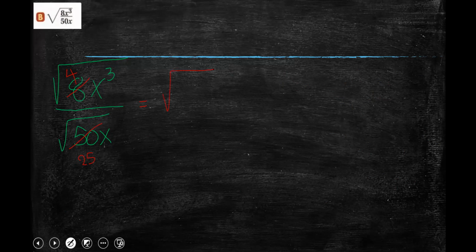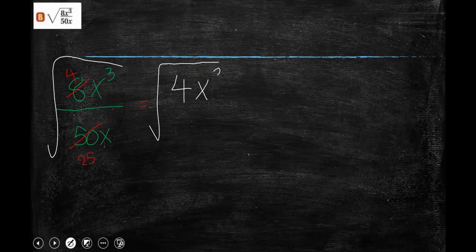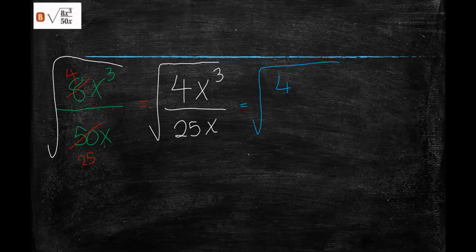I have 4x cubic over 25x. So I simplified now the numbers, and alhamdulillah, I get a perfect square number. 4 and 25 are perfect square numbers. Now let's come now with the variables.